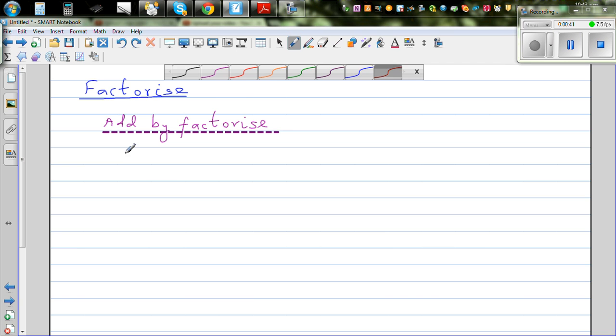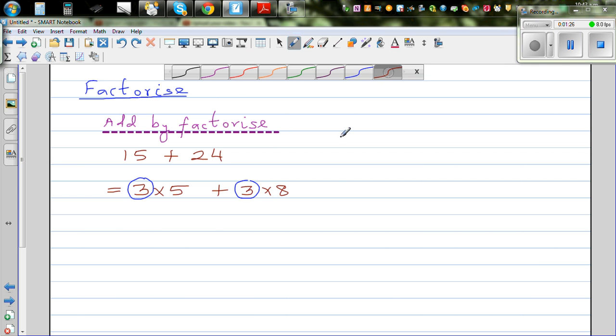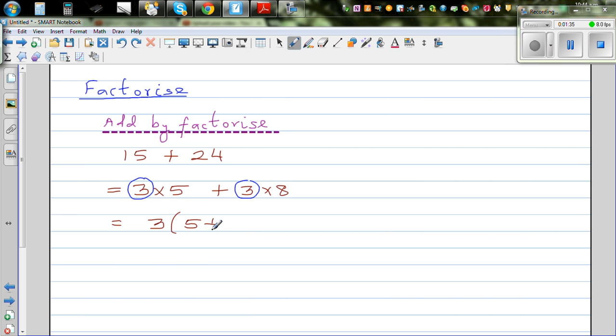Suppose you have, say, 15 plus 24. You know this is 39, but we want to add by factorizing. How can you write this in factors? Well, this is 3 times 5 plus 3 times 8. Here you got a common factor 3 in both, so you can factor the 3 out, and that is the skill that we're going to use in algebra. So this is 3 bracket, you don't write times in algebra, 5 plus 8, which is the same as 3 times 13, and 3 times 13 is 39.